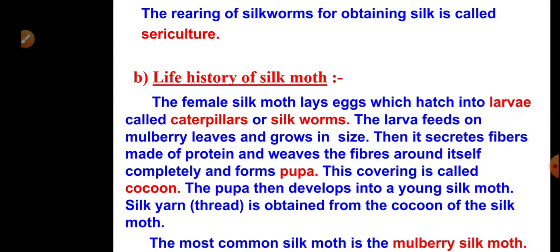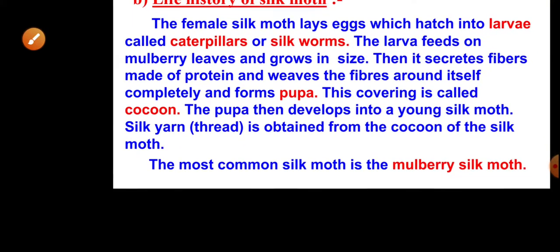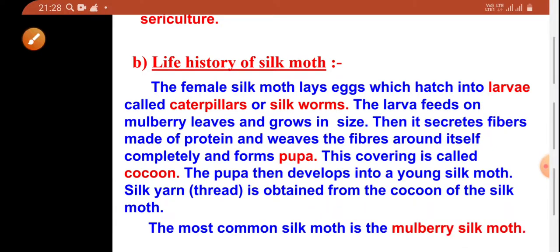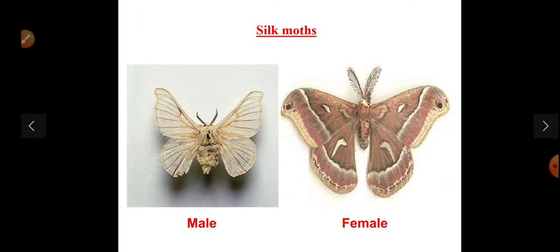The silk yarn, that is thread, is obtained from the cocoon of the silk moth. The silkworms that feed on mulberry leaves give mulberry silk, which is one of the good qualities of silk. And these cocoons are boiled. The most common silk moth is the mulberry silk moth. You can see in the diagram the male and the female silk moth.